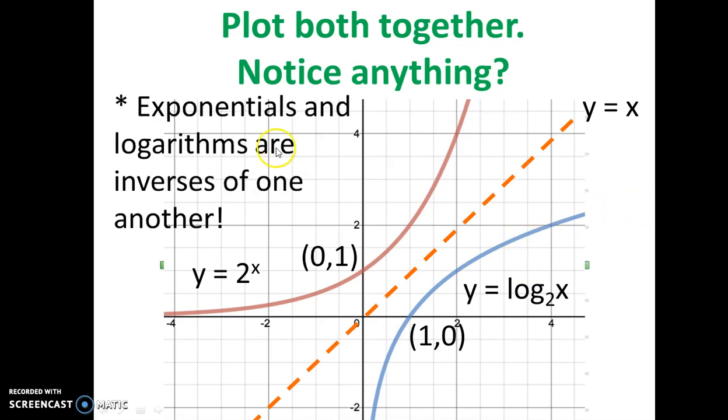All right, exponentials and logarithms are inverses of one another. This is a key point. Please keep it in mind.